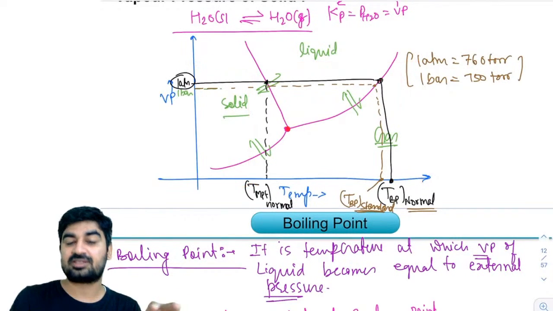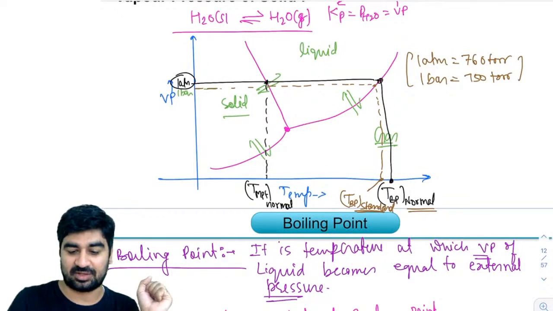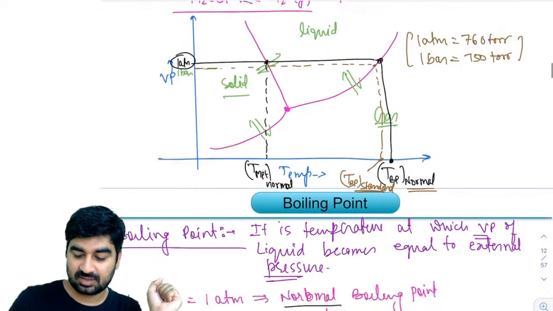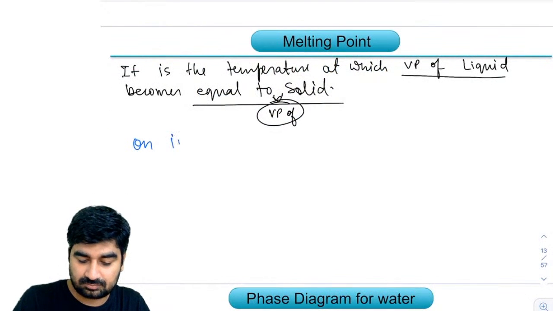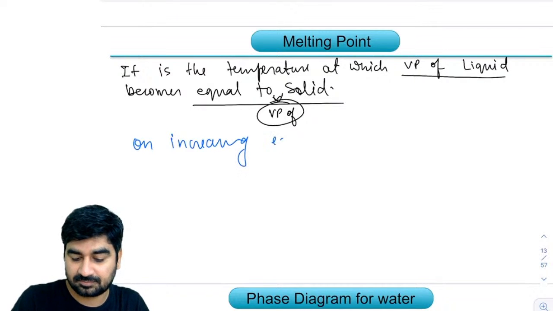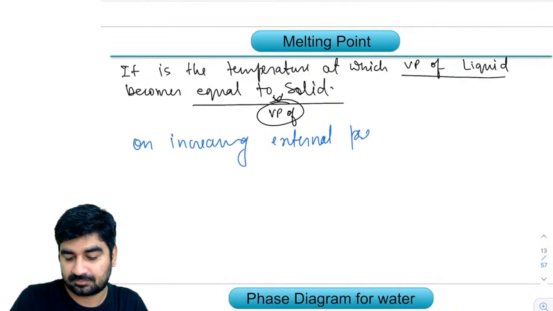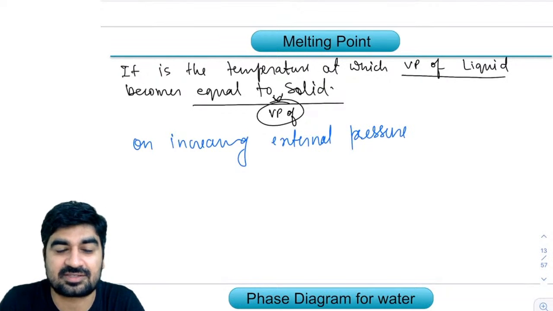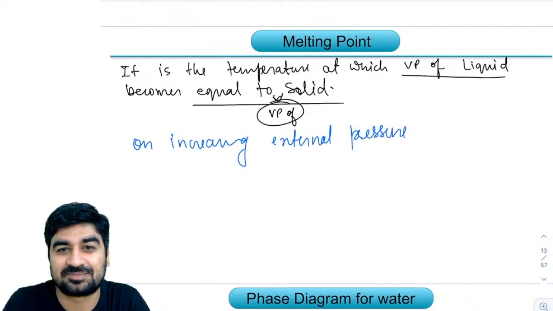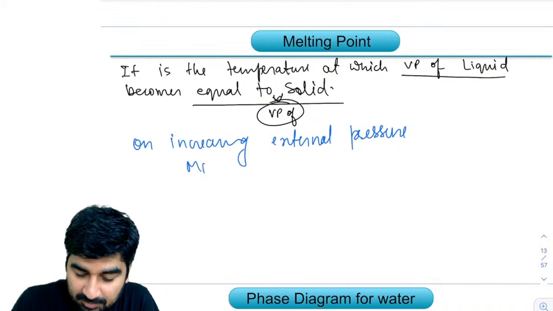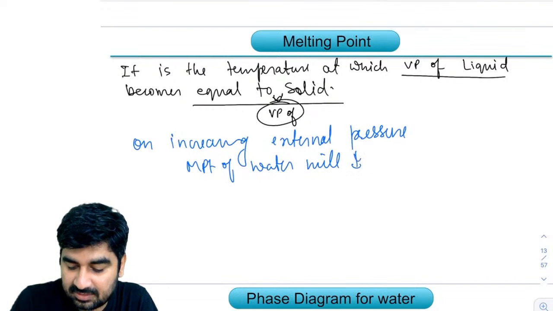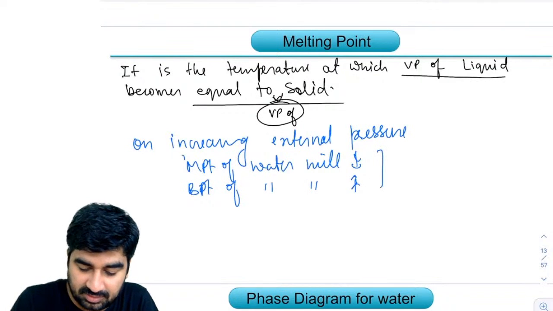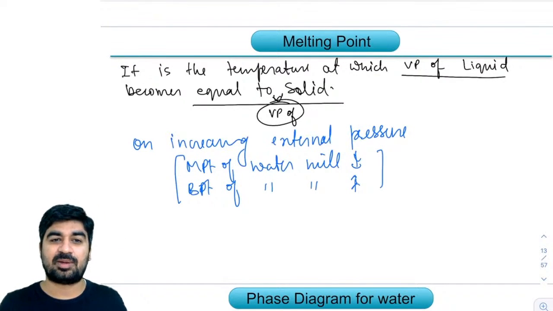This diagram is called a phase diagram, and this diagram is for water. Okay, guys, and here I can write: on increasing external pressure, guys, what will happen? Melting point of water will decrease and boiling point of water will increase. Yes guys, did you get my point?